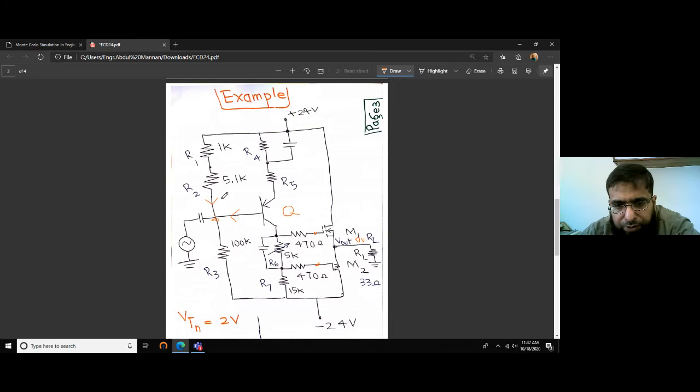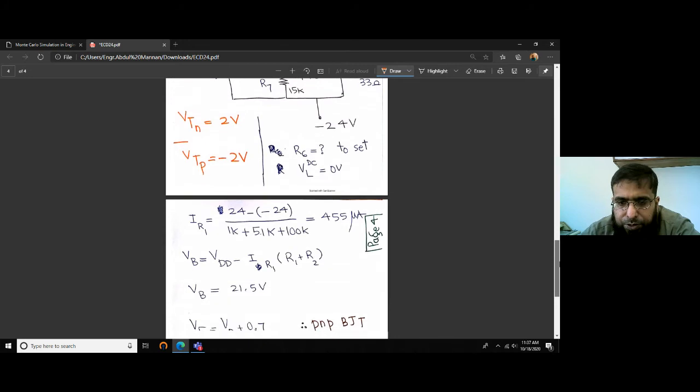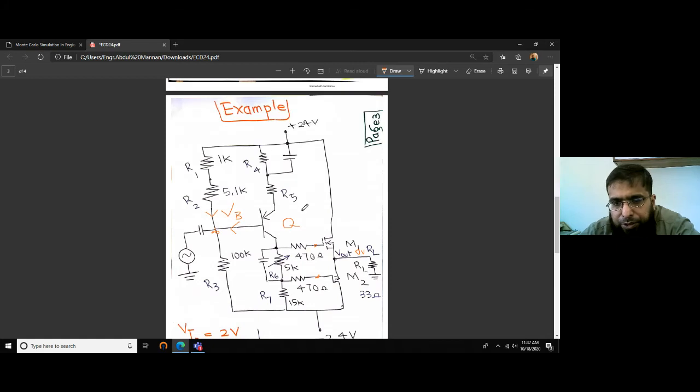If we call this voltage VB, we can compute this voltage as 24 minus the voltage drop here, minus the voltage drop here. So VB is this one. So this is what we have done in this equation. VB comes out to be 21.5, and there is an important point.